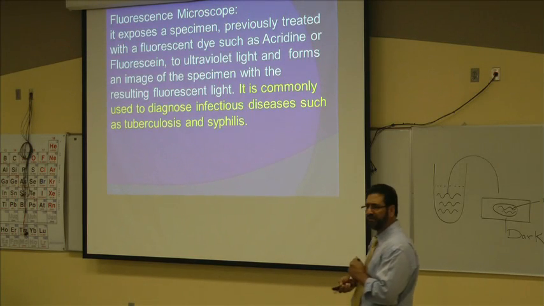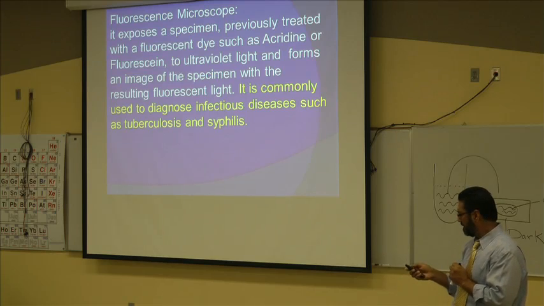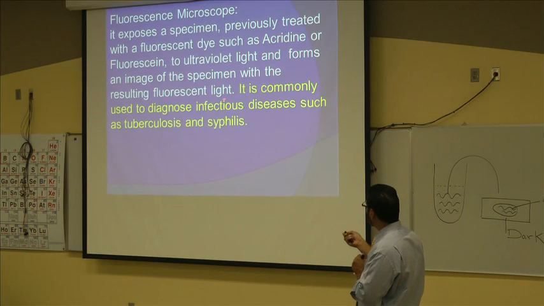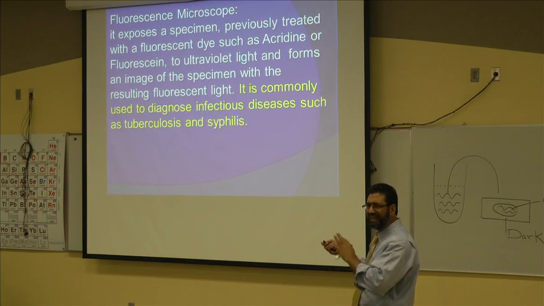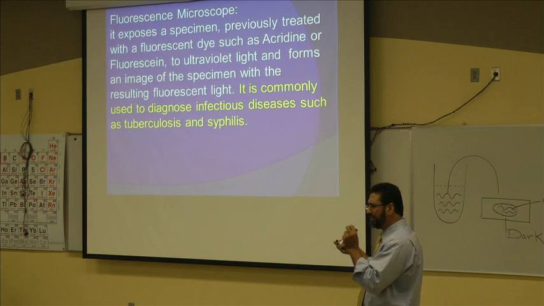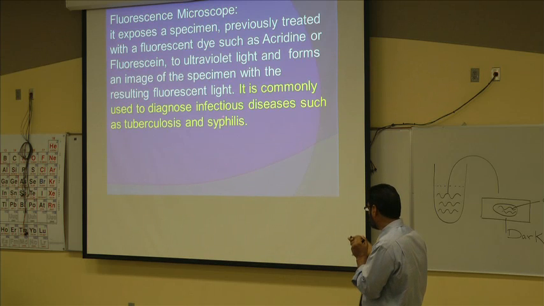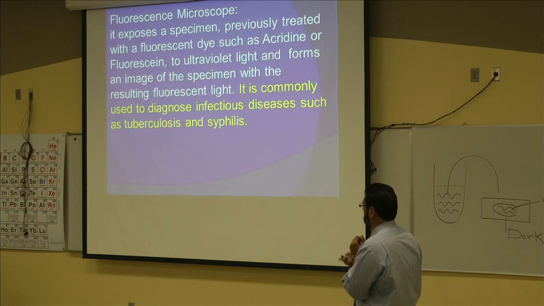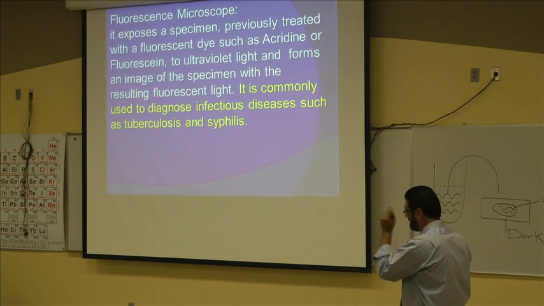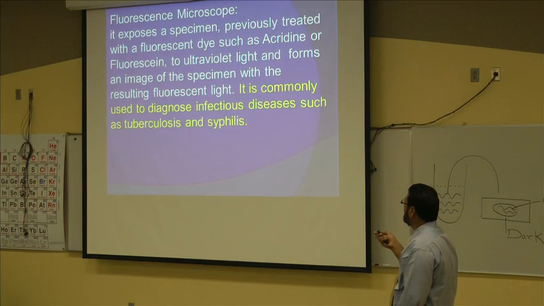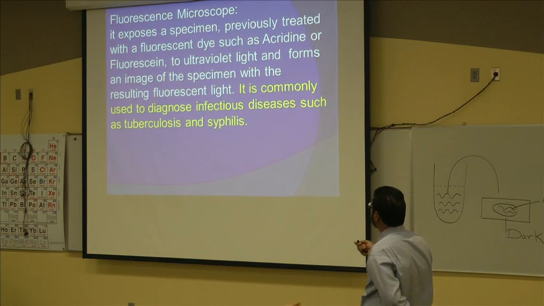Fluorescent microscopy. This is the one that is commonly used to do what? Diagnose infectious diseases. There are a couple of examples, but you can diagnose any disease, but you must have some idea what you are trying to diagnose. You cannot just randomly use this microscopy. What does it do? Let me show you this here, and I'll show you the picture in your book. It's a very nice diagram.